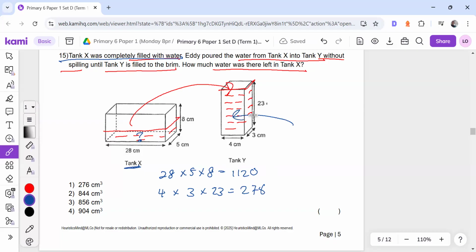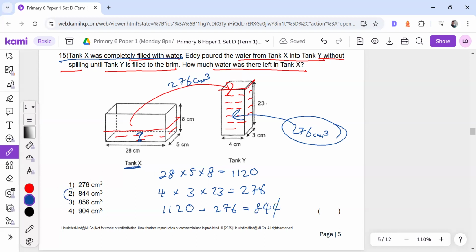So inside here, you have 276 centimeter cube inside already. Then how much water is left inside 10x? You take the water at first in 10x and you minus 276. Why? Because you took out 276 centimeter cube and poured into 10y. So how much is left in 10x? So 1120 minus 276 and your answer is 844 centimeter cube.